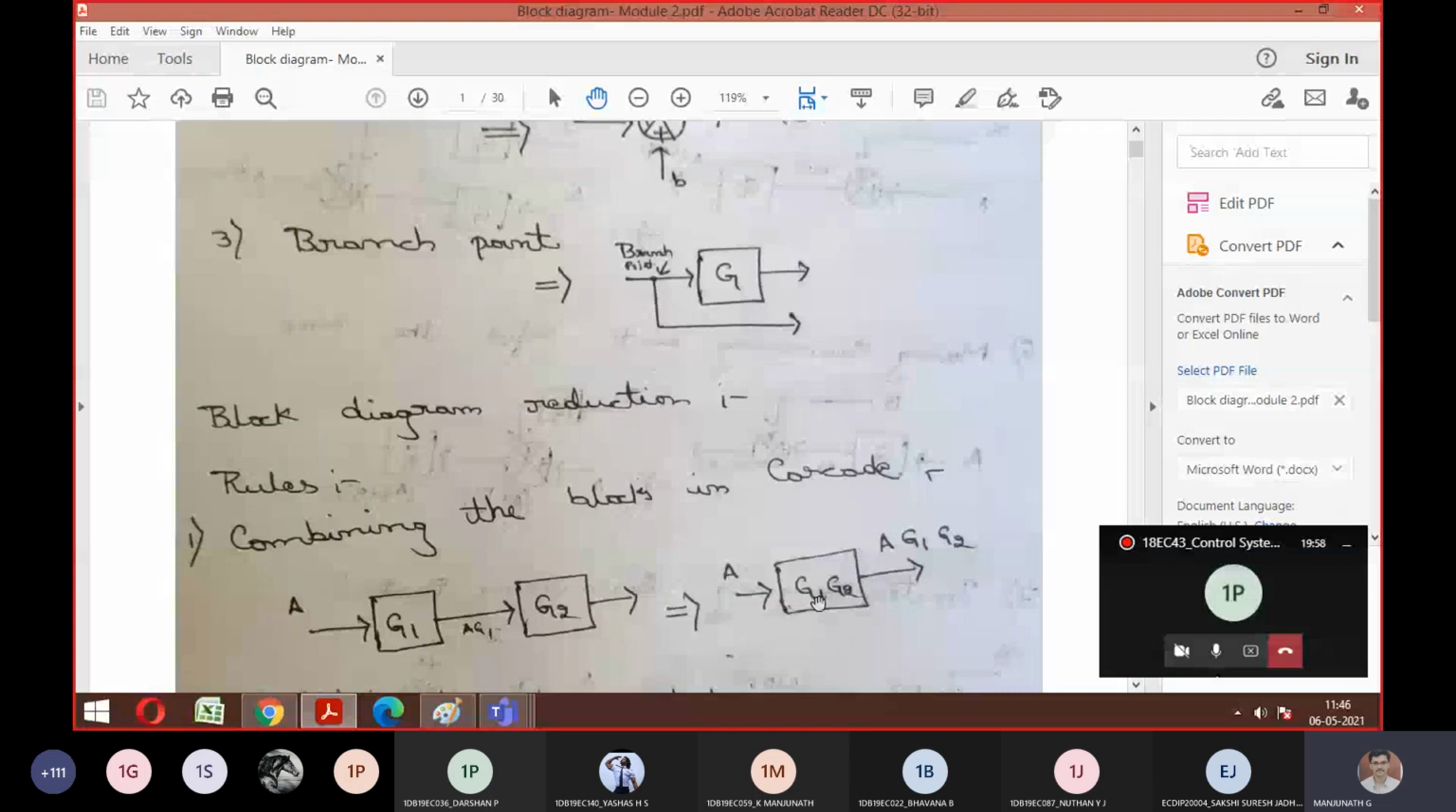Is it fine? A is a simple input. If I provide any input signal to my block G1, the output is a product, A into G1. Then if I give that A G1 to G2, it becomes A G1 G2. In the same way, we can write these two blocks as a single block. It will give the same output as the first one. Is it fine with the first rule?